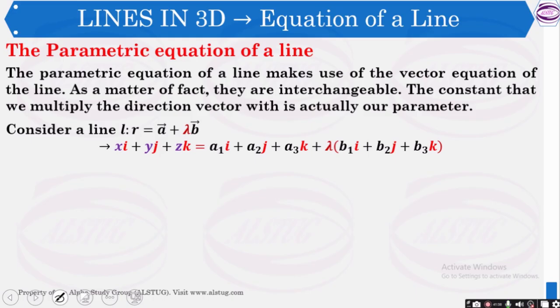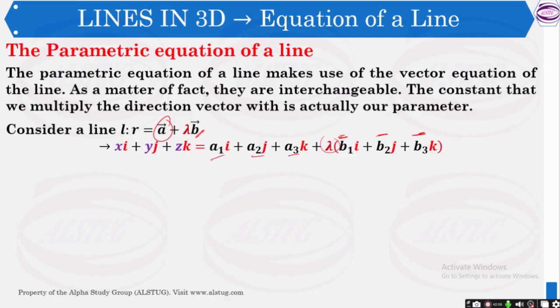Now for the vector A here, I used A1, A2, and A3 to be the points on the coordinates, and then for the vector B, I used B1, B2, B3 to be its coordinates. So it's just A and B. So xi plus yj plus zk should be equal to A1i plus A2j plus A3k plus lambda times B. So this is our parameter.